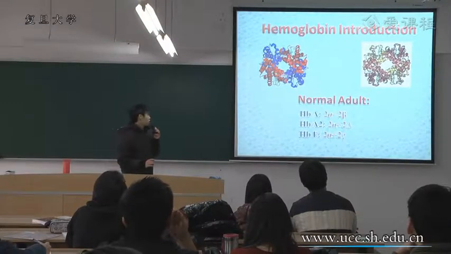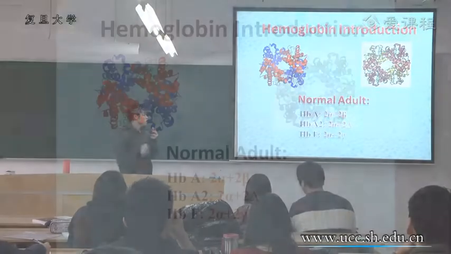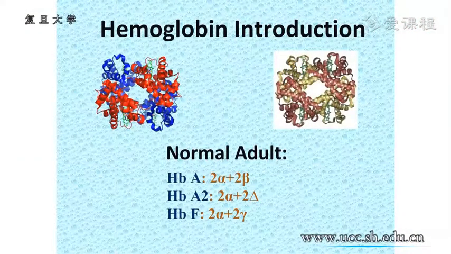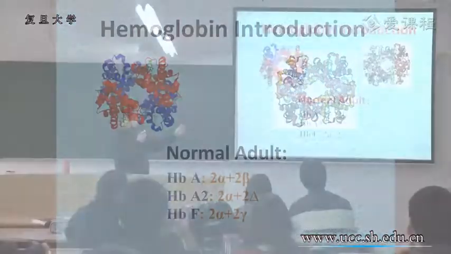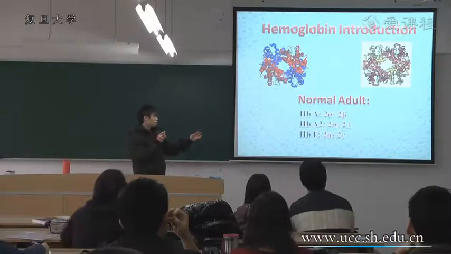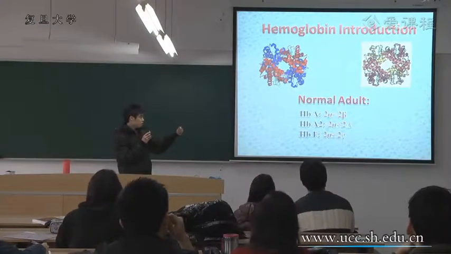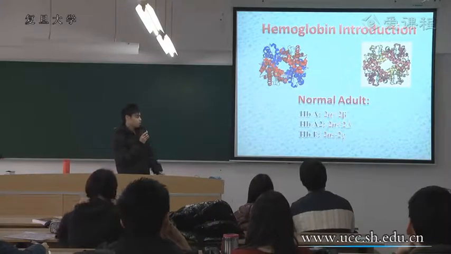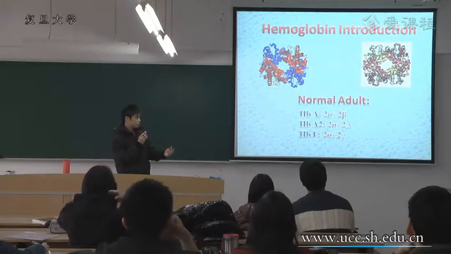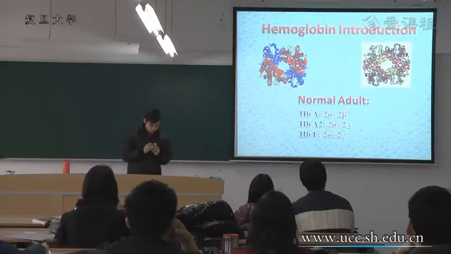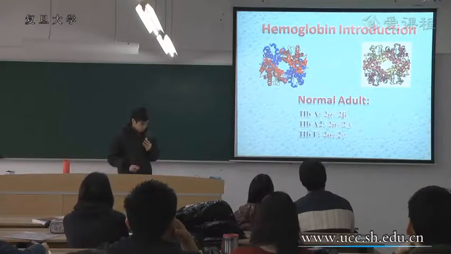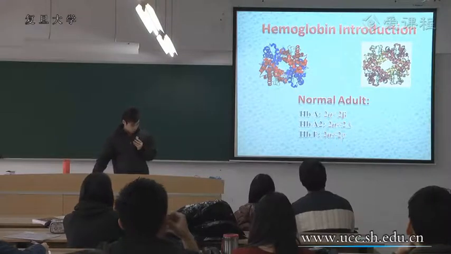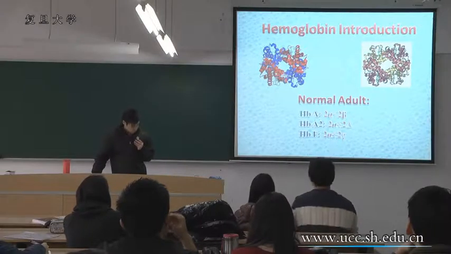First, I would like to introduce hemoglobin, which is a very important protein in the red blood cells. The 3 forms, hemoglobin A, A2, and F, are the most common hemoglobins found in a normal adult. And alpha and beta, and also delta and gamma, refer to the globin genes in the red blood cells. Hemoglobin is the iron-containing oxygen transport metalloprotein in the red blood cells of all vertebrates.